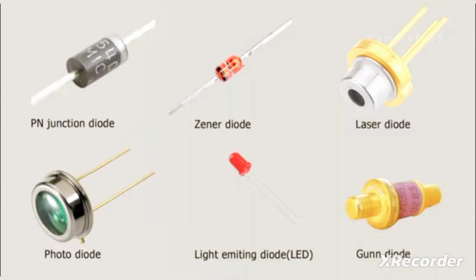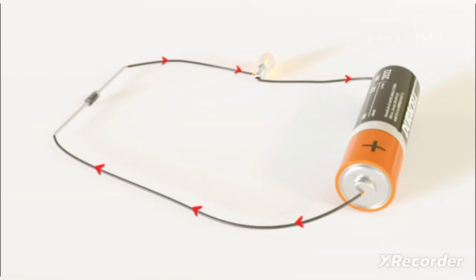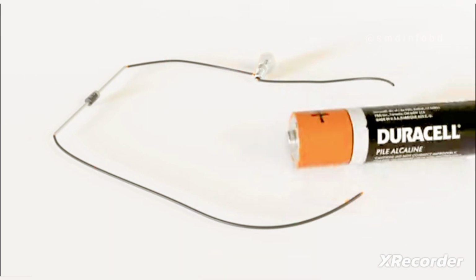So many different types of diode. Each one has its own unique abilities. This particular video is about PN junction diode. A diode is like a one-way valve which allows the flow of current in one direction and blocks the flow of current in the opposite direction.